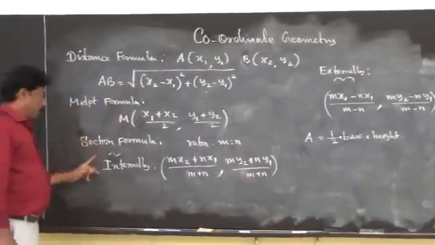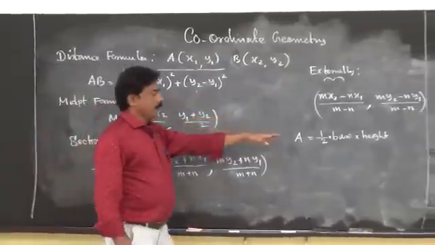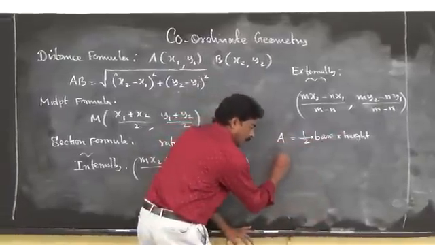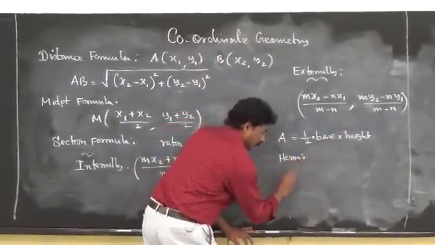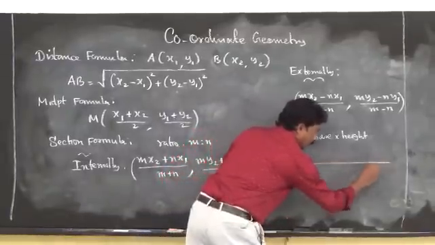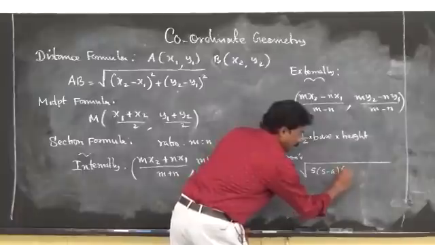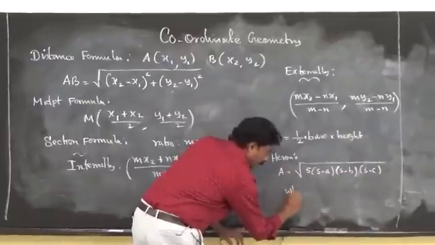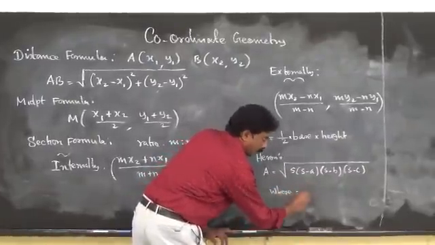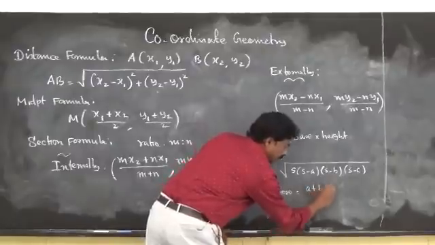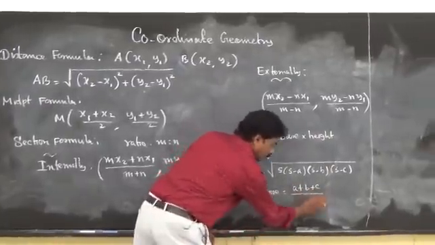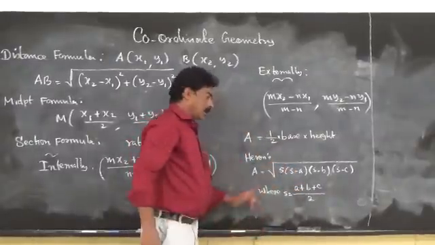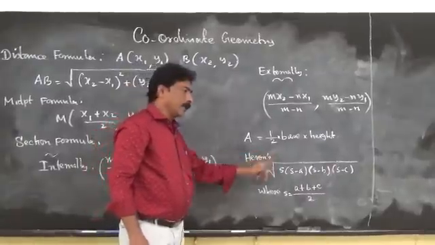What are the basic things we learned in 9th standard? Distance formula, midpoint formula, section formula, internally, externally, and area of a triangle. In lower classes, we learned half into base into height, or another formula we had, Heron's formula. That is area equal to root of s into s minus a into s minus b into s minus c, where s is half of the perimeter. A, B, C are the sides of the triangle. So when you substitute that, we get Heron's formula. That is another formula to find the area of a triangle.